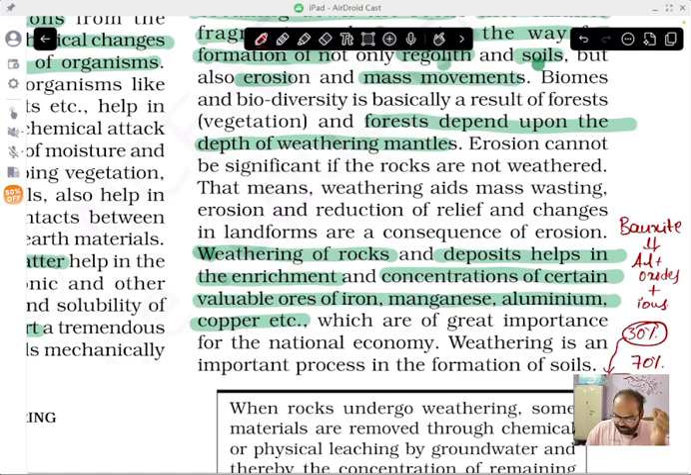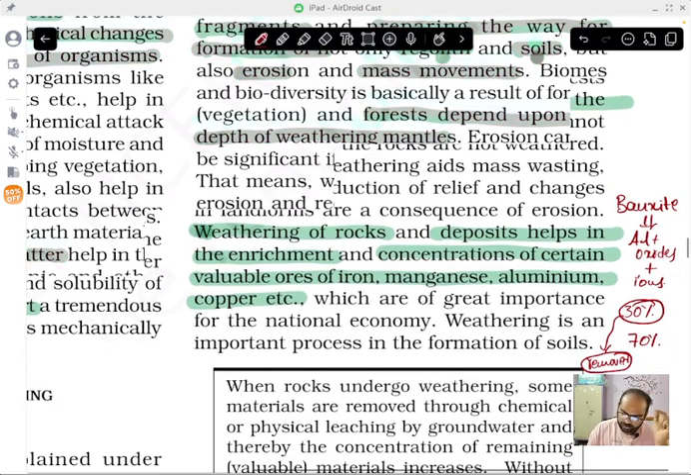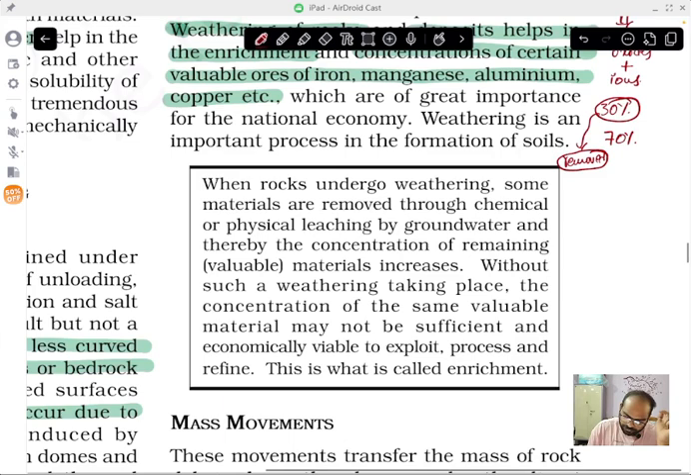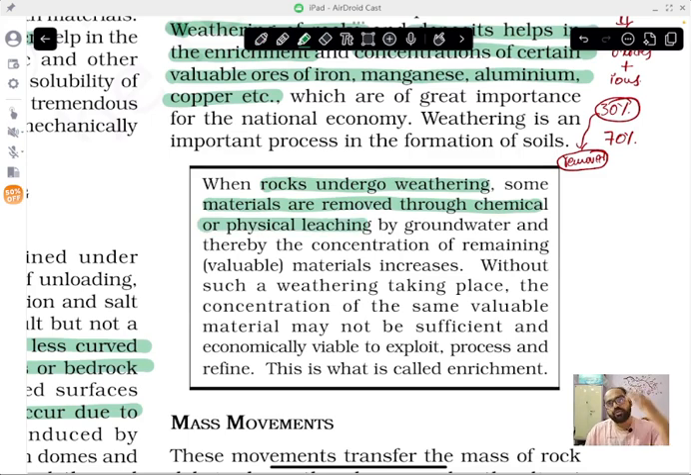What is enrichment? Here it is given. See, when rocks undergo weathering, some materials are removed through chemical or physical leaching. Leaching means nothing but weathering. Another word is leaching by groundwater, and thereby the concentration of remaining materials increases. That is, the concentration of main materials increases due to weathering of certain materials on that ore. The concentration of important minerals gets increased. Okay, it is called enrichment.